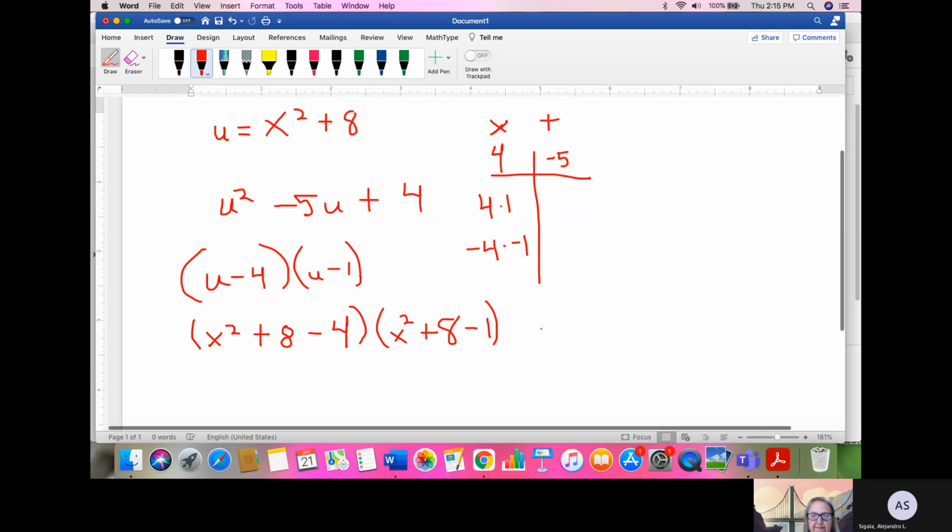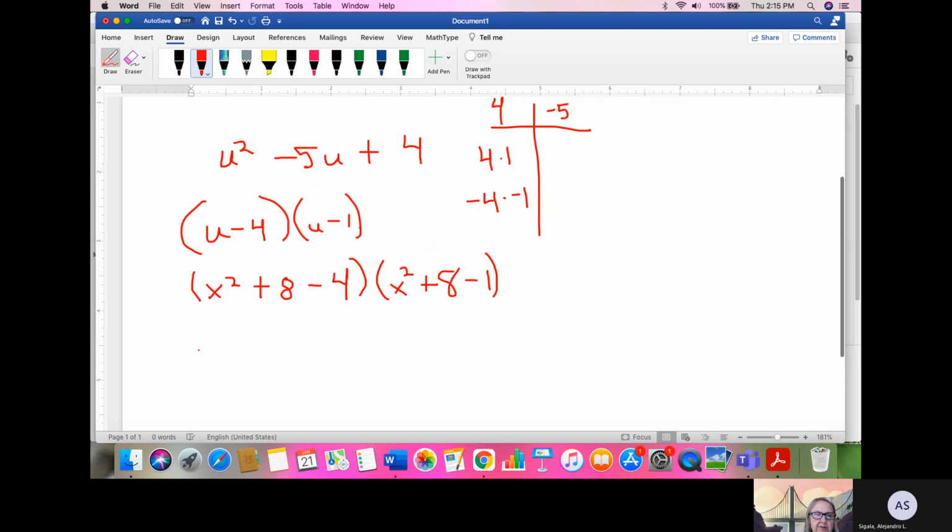Now we want to clean those up. So this is x squared, 8 minus 4 is +4. And this other one, x squared, 8 minus 1 is 7, +7. That looks like that's the answer.